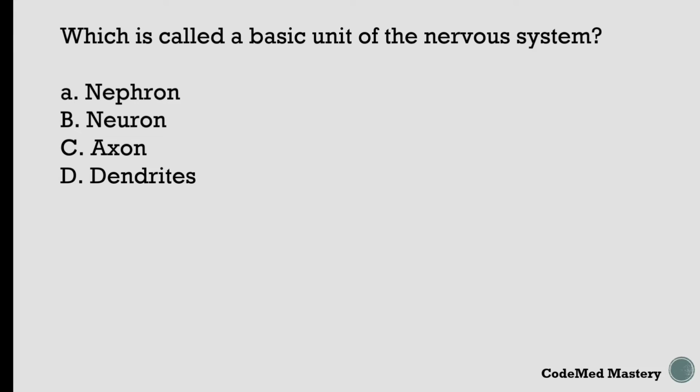Next question, which is called a basic unit of the nervous system? Option A, nephron. Option B, neuron. Option C, axon. Option D, dendron. The right answer is option B, neuron. Basic unit of nervous system is neuron or a nerve cell.